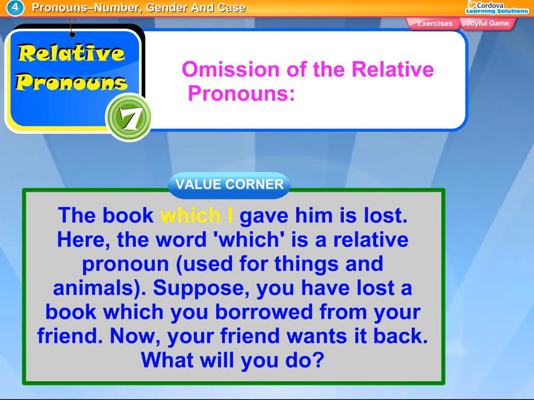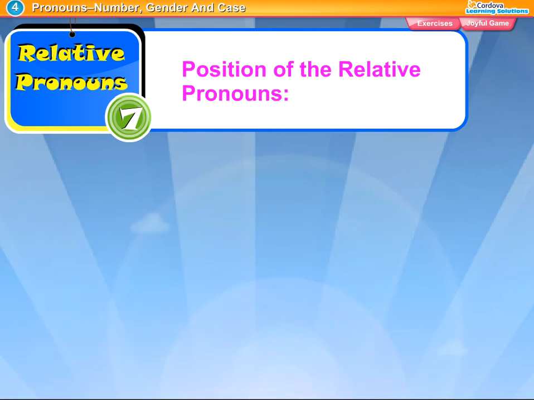Suppose you have lost a book which you borrowed from your friend. Now, your friend wants it back. What will you do?